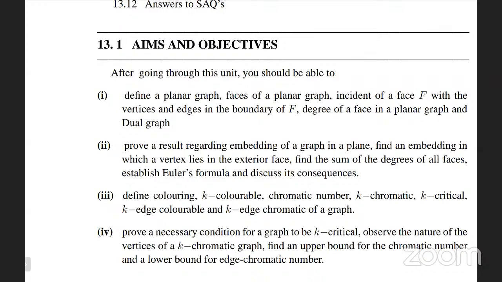Define the coloring: k-colorable and chromatic number, k-chromatic and k-critical, k-edge colorable, and k-edge chromatic of a graph. These definitions we will study under the definition of coloring. Then the necessary condition for a graph to be k-critical, observing the nature of the vertices of k-chromatic graphs, and finding the upper bound for the chromatic number and the lower bound for the edge chromatic number. These concepts we will study here.